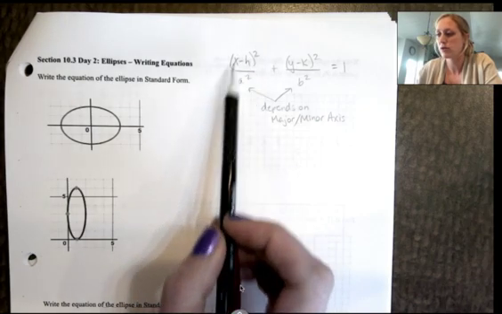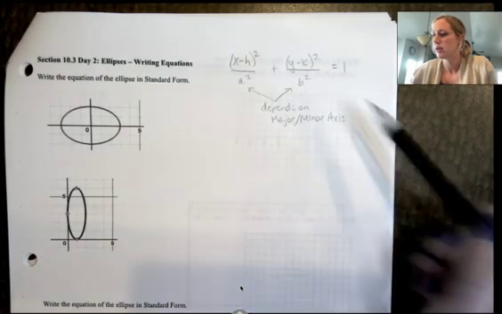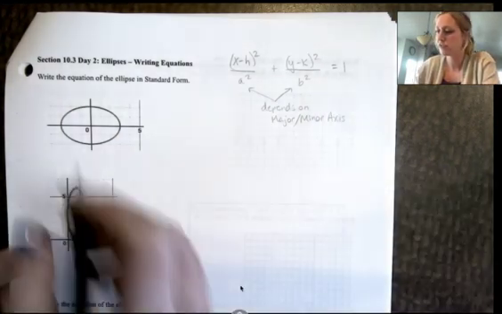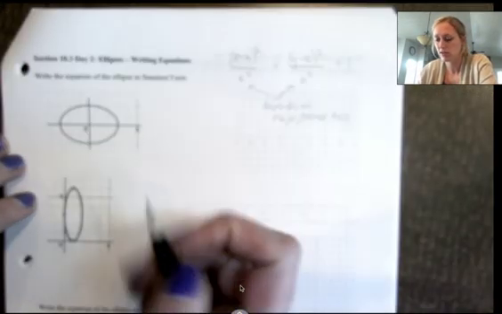So if A squared is under X, that means it's longer horizontally. If A is under Y, it's longer vertically. Okay, so we need to find A and B and the center to be able to write the equation.